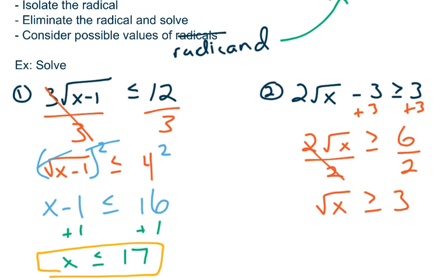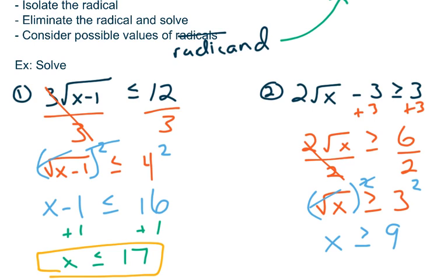So the radical is by itself. Now go ahead and get rid of the radical. We're going to do that by squaring both sides. The square root and square cancel out. We're left with x greater than or equal to 3 squared, which is 9. We don't actually have another step to get the variable by itself, because we've already got it by itself. It was just the square root of x. Okay, so we've solved it.